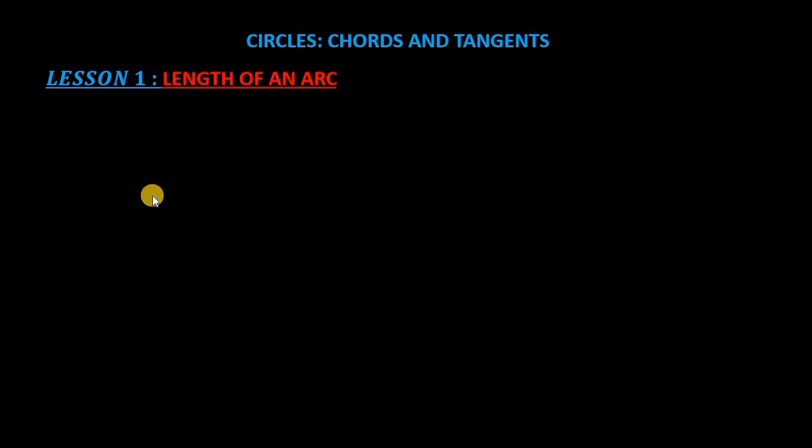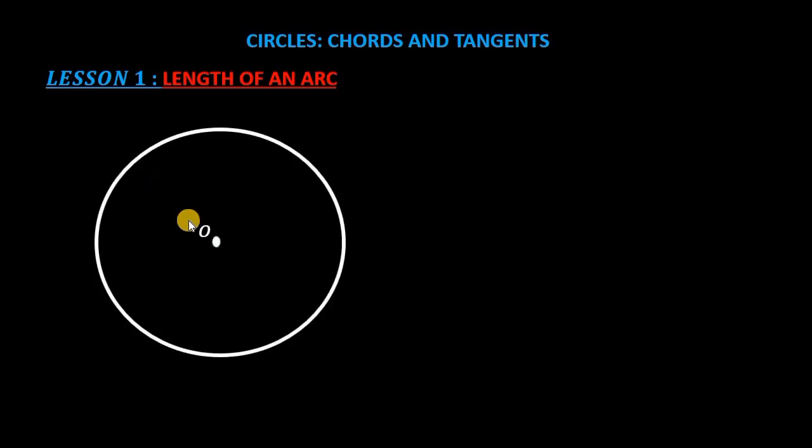To begin with, let's consider a circle, center O. A part of the circumference, that is a portion of the circumference like the one in blue, we can name it AB. That is what we refer to as an arc. So this is arc AB. So our aim is to learn how to calculate the length of an arc of any given circle.